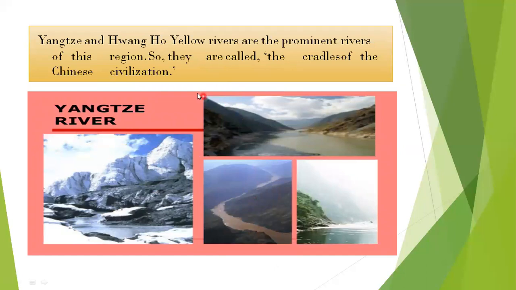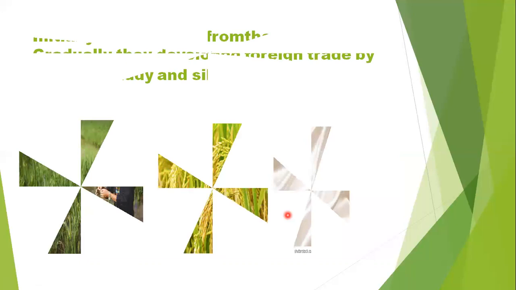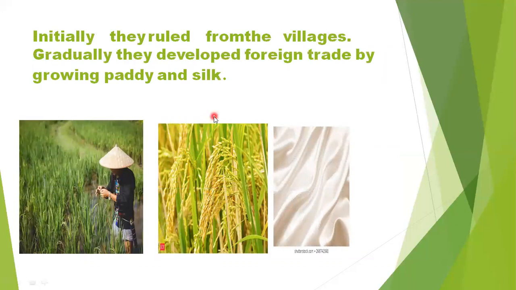The Yangtze, Huanghe, and Sikiang, the yellow rivers, are the prominent rivers of this region, the Chinese region. So they are called the cradles of Chinese civilization. These three rivers are known as the cradles of Chinese civilization, and we also call them the yellow rivers. Initially they ruled from the villages, and they developed foreign trade by growing paddy and silk.